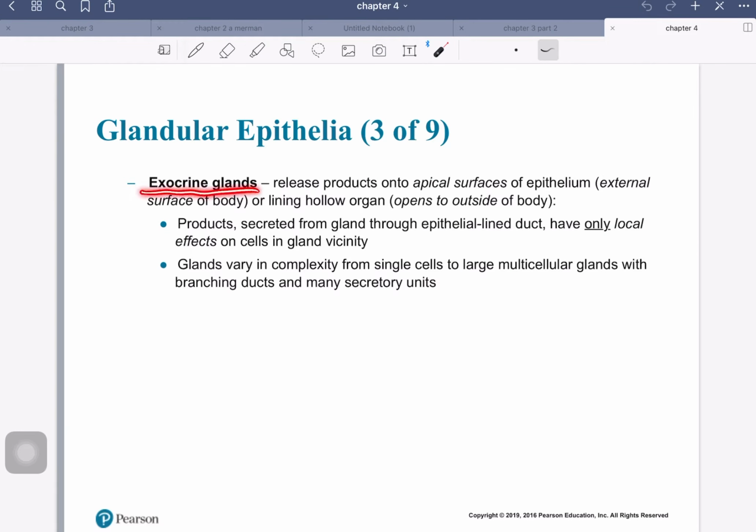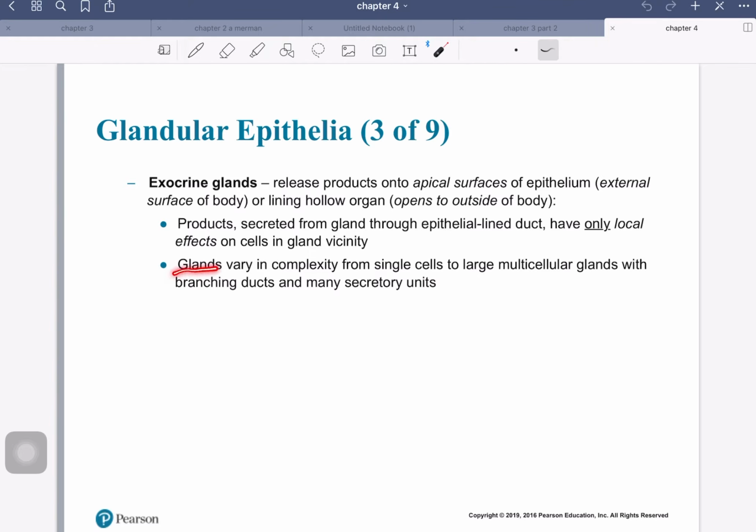Let's look at exocrine. Exocrine, what they do is they release their products onto the apical surface of the epithelium. So we're talking typically about the external surface of the body, or into the space in a hollow organ, which then leads to the outside of the body eventually, usually. So the products that are secreted from the gland travel through ducts. Okay? And they only have local effects on the cells near the gland. So you can tell there's already a difference between endocrine and exocrine.